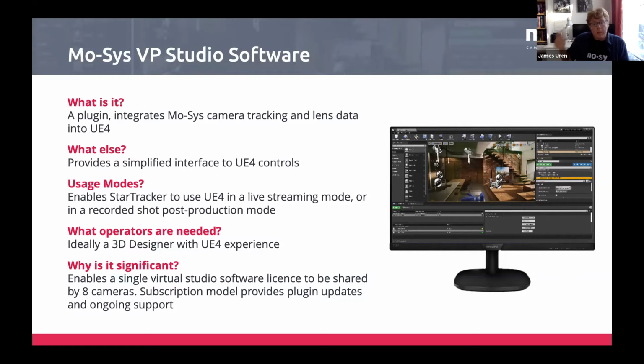Now, we can also operate in another mode, where instead of live streaming and live cutting the cameras, you're going to record all of that information. So record all of the camera data, all of the tracking information from the StarTrackers, and also record the camera plates in the cameras. Then you have a workflow for post-production where you can take all of that into post and join it up together, and it's all timecode synchronized to make that nice and easy.